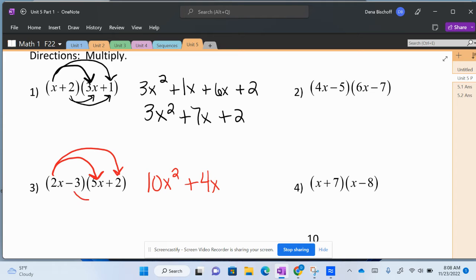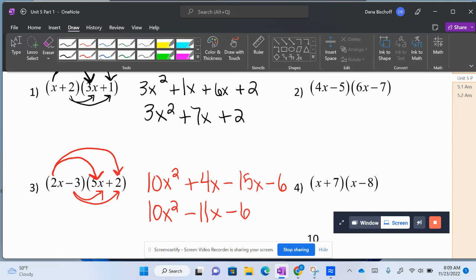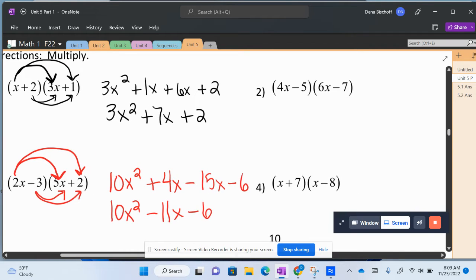Then I go across the bottom. Negative 3 times 5x is negative 15x. And negative 3 times 2 is negative 6. So what terms can I group together? What is 4 and negative 15? Negative 11. Good job. So I have 10x squared minus 11x minus 6. Are you guys good with that? Does that make sense? Okay, let's do number 4.